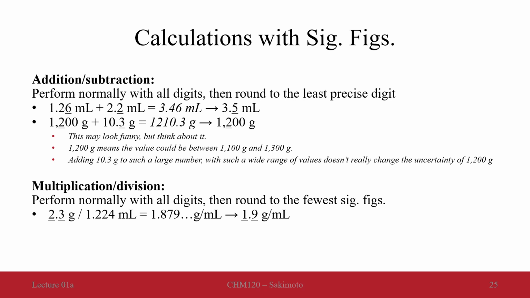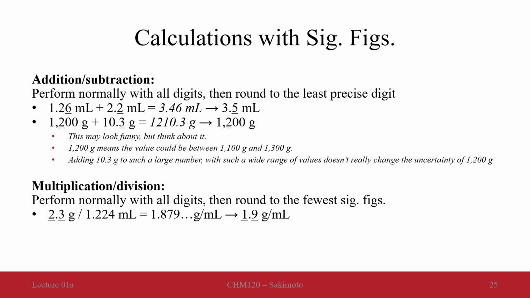For future notes, when I don't want to write all the numbers a calculator spits out, I'll write ... just to show that there are more digits, but I probably will round before that. So my calculator will tell me this result is 1.879 something grams per milliliter, grams divided by milliliters. Because my 2.3 grams only has two significant figures, the 2 and the 3, my final answer gets rounded to two significant figures, in this case 1.9 grams per milliliter.